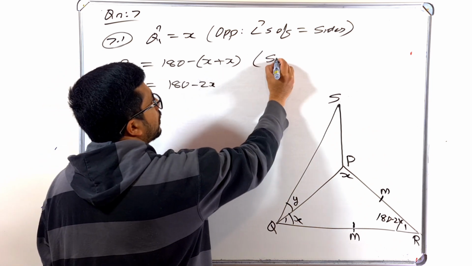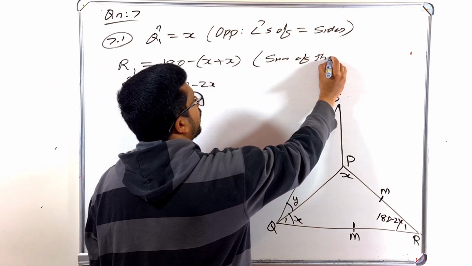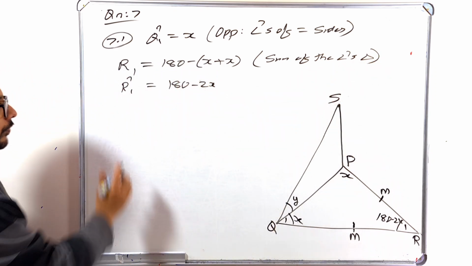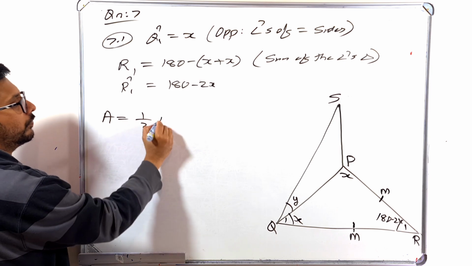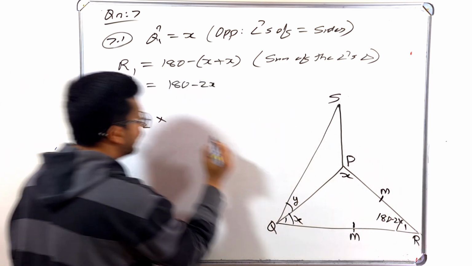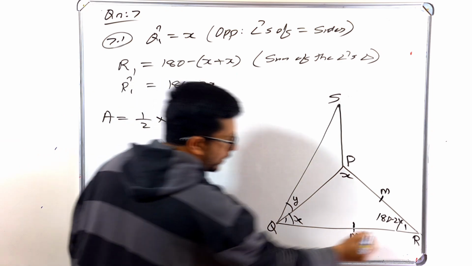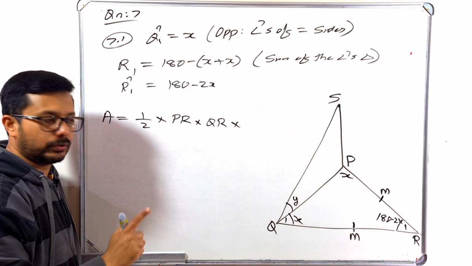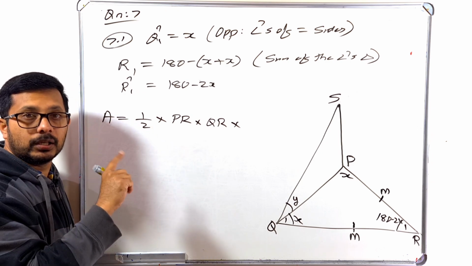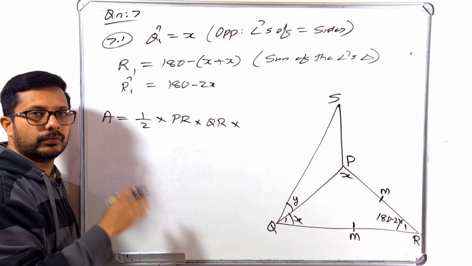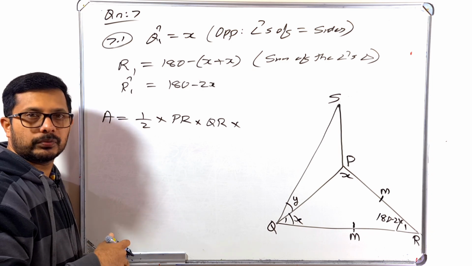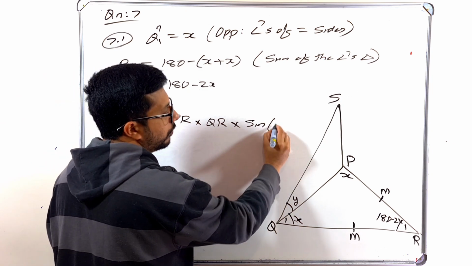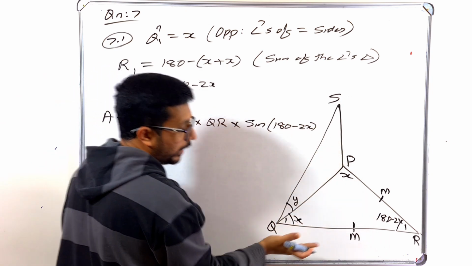What is the reason? Sum of the angles in a triangle. Now we are going to find the area. Area is equal to half into this side PR into this side QR. I am trying to apply the area formula. Those who don't know the area formula, you have to watch the lessons where I explain what is the area formula, sine formula, cosine formula. So half into PR into QR into sine of 180 minus 2x, that angle.